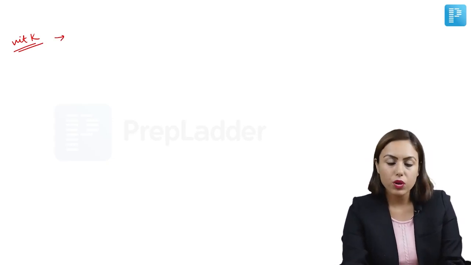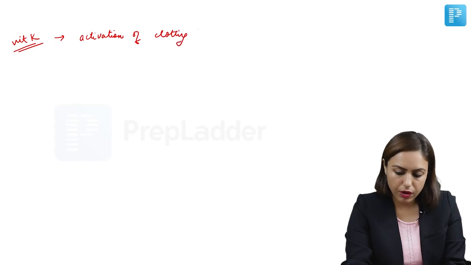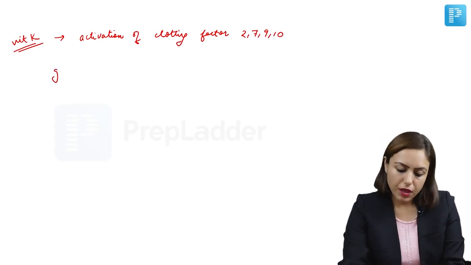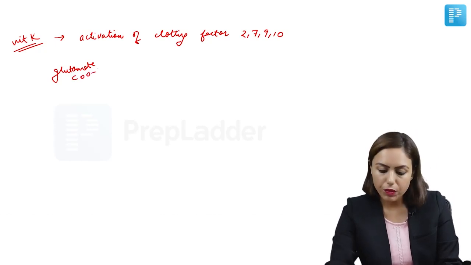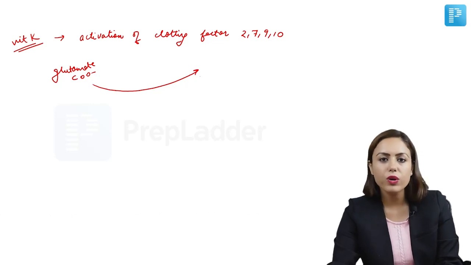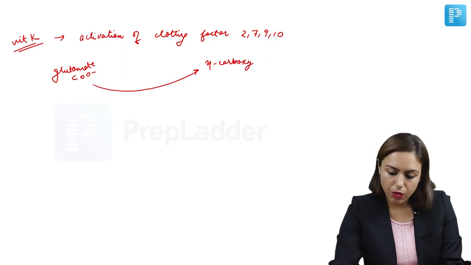It has coenzyme role in the activation of clotting factors 2, 7, 9 and 10. These clotting factors, they have glutamate in them. Glutamate has carboxy group, right? Now vitamin K will do more carboxylation of these glutamate residues in the clotting proteins, making gamma carboxy glutamate.